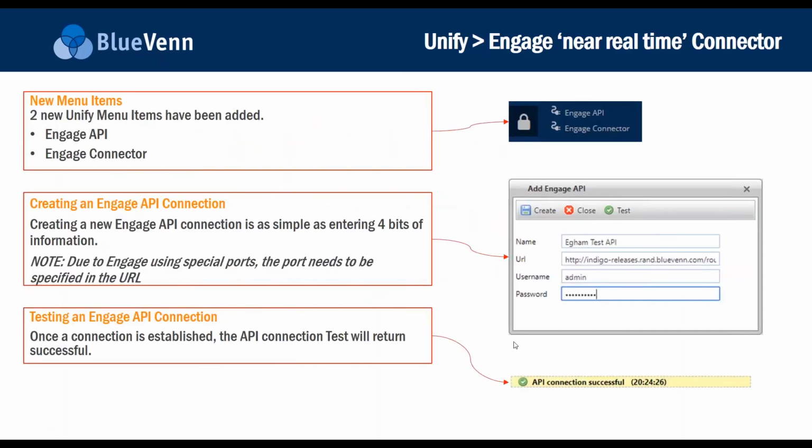So what have we done? What have we actually changed here? Well, we've added 2 new menu items. So there's now the Engage API. This will enable you to connect to an Engage instance, and there's the Engage connector, which tells it what to do. In the system itself, it's as easy as adding a new API connection. You add all the correct API connection credentials, and then you simply press test. And if you're successful, you get that message that we can see at the bottom of the slide there.